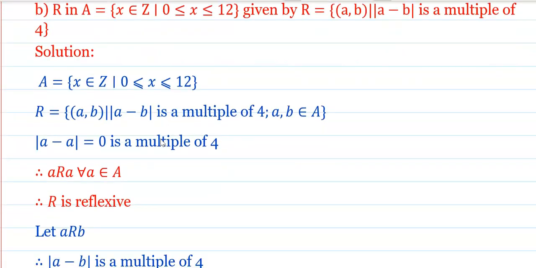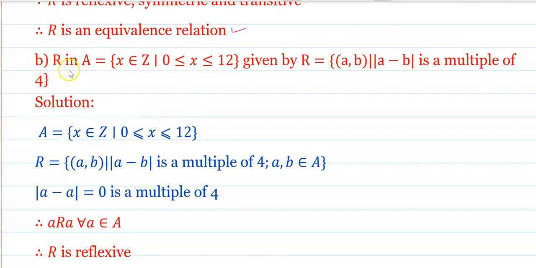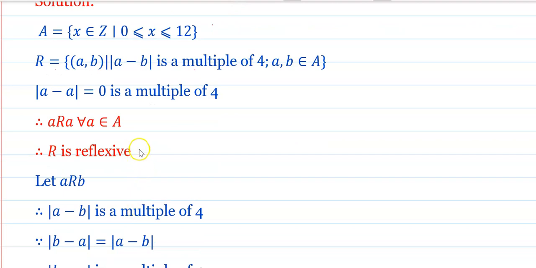Okay, now the next one. A is the set of x belongs to Z where the value of x lies between 0 and 12, including 0 and 12. R is given by capital R = {(a, b) such that a minus b is a multiple of 4}. Okay, this is the set A and the relation R. a minus a, that is 0, is a multiple of 4 and therefore aRa for every a belongs to capital A, and therefore R is reflexive.